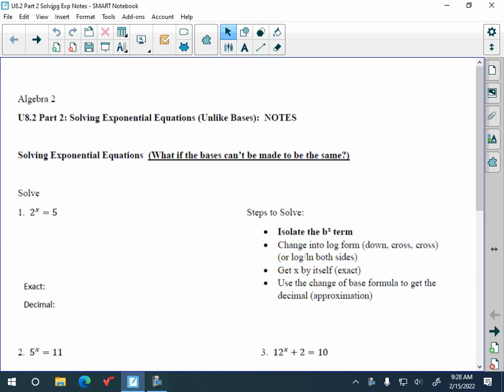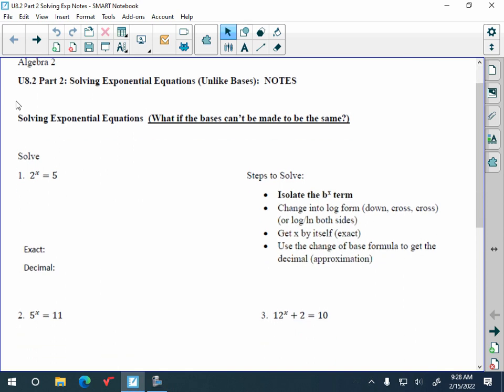All right, so if we look at problem number 1, 2 to the x equals 5. Right away we can see that base 2 and base 5 are never going to be the same. You can't change 5 to a base 2. It doesn't exist.